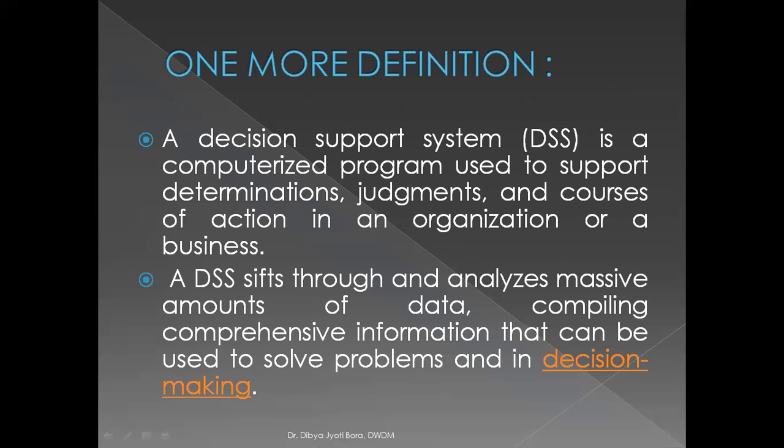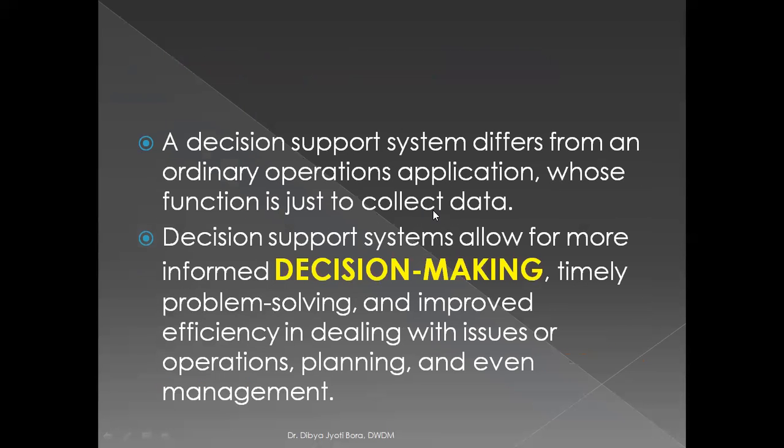Now, again, a few textual definitions I have cited. A decision support system is a computerized program used to support determinations, judgments, and courses of action in an organization or a business. A DSS, meaning decision support system, sifts through and analyzes massive amounts of data, compiling comprehensive information that can be used to solve problems and in decision making. But first of all, the term we are frequently using here is decision making.